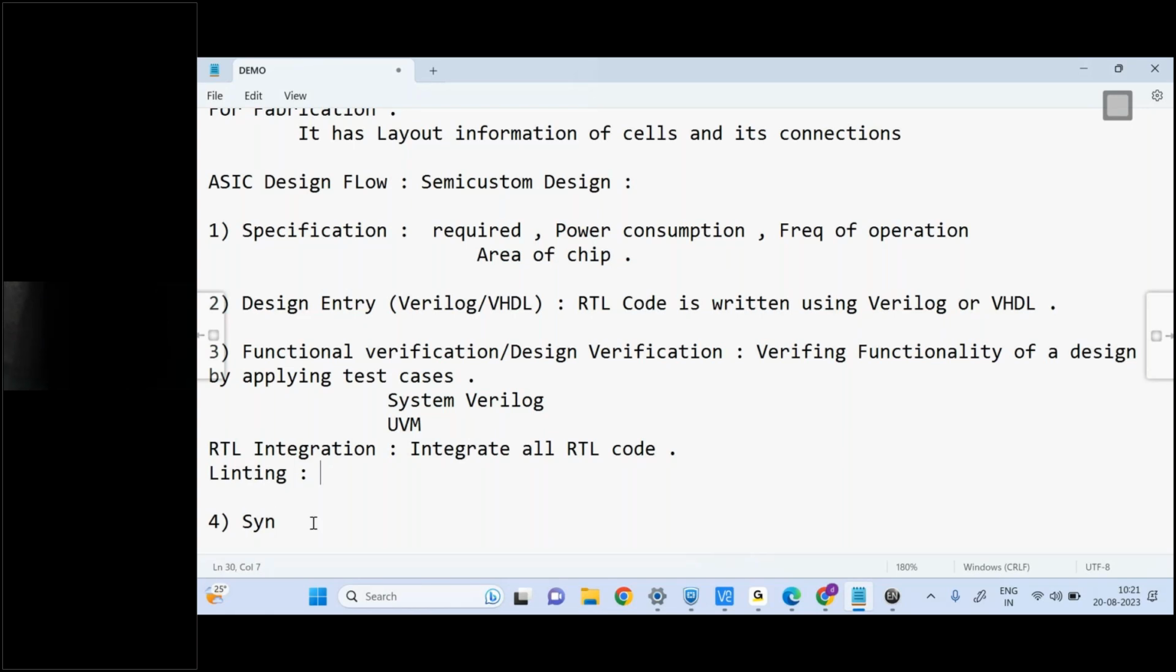What is linting? The linting team will check whether the RTL code we have got can be synthesizable. Not all the commands in Verilog are synthesizable. Only a few commands in Verilog are synthesizable, and a few are only for user understanding. To synthesize Verilog code, we have to follow some rules. For example, I'll give you one example.